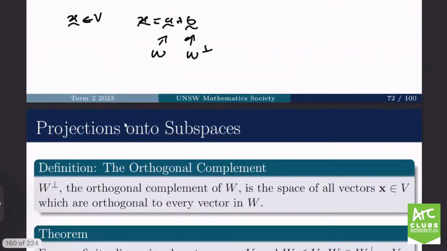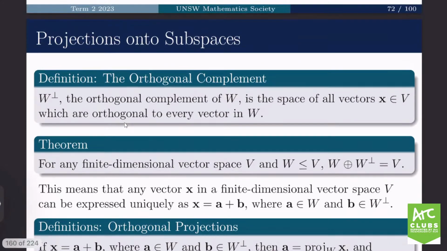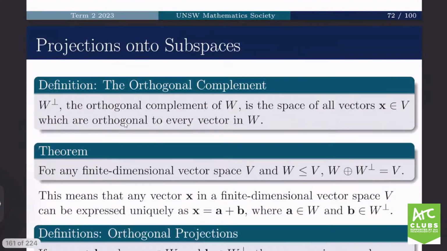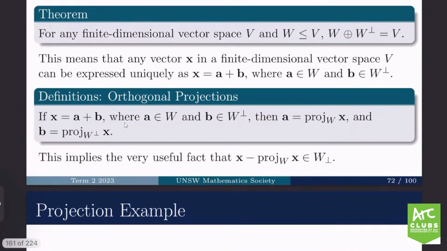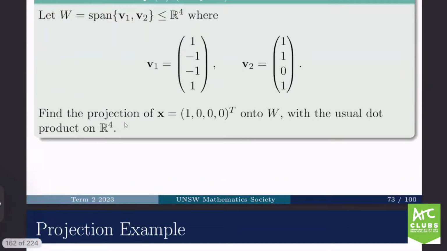All right, and now in terms of this, we call a the projection of x onto W, and we'll call b the projection of x onto W complement, okay? And so our useful fact here is that x minus the projection of x onto W is an element of the orthogonal complement, okay?